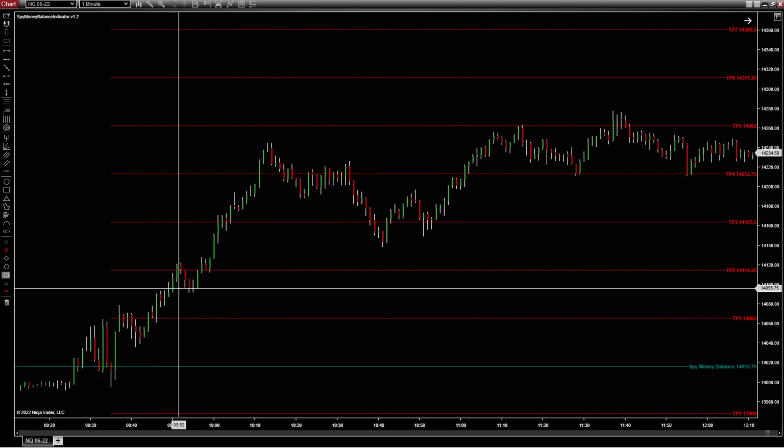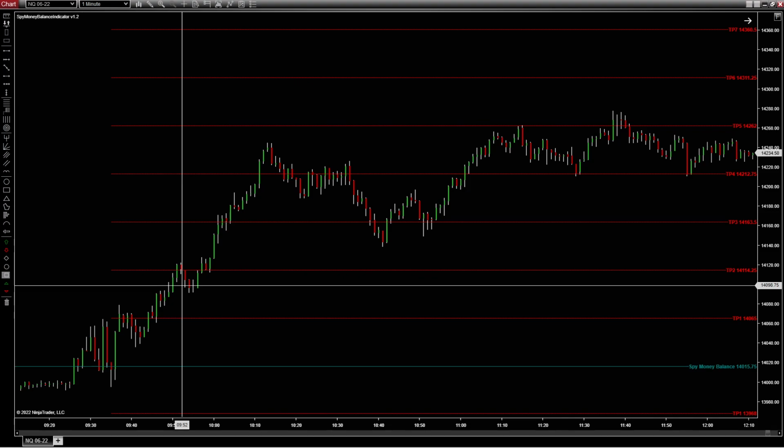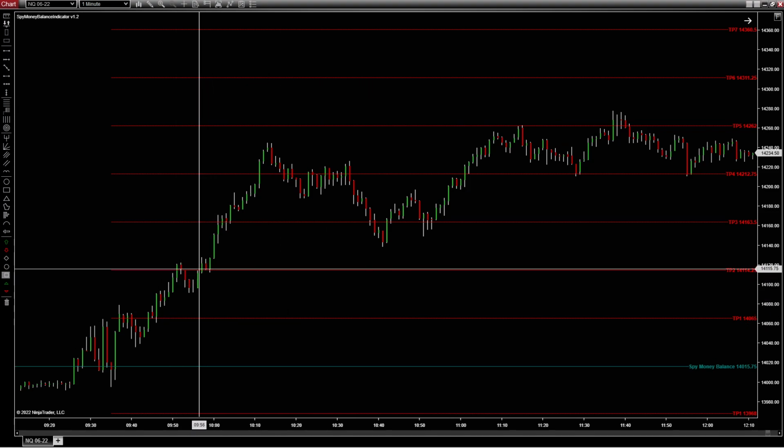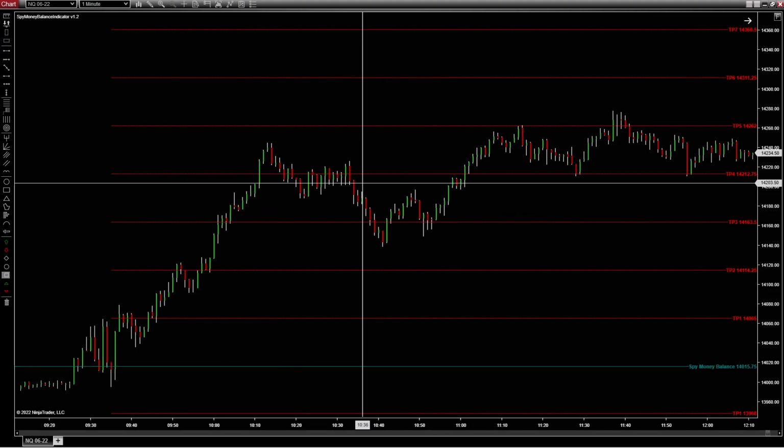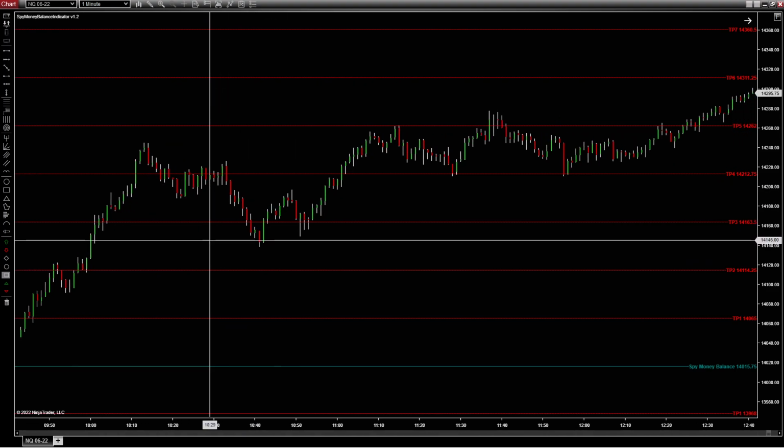Now, I don't personally trade with a 1 minute bar. I trade with a 144 tick. I like it better, and I'm going to show you how that works in a second. But for now, I'm going to show you the 1 minute so you can see less candles and how it's working. And a lot of people trade with the 1 minute candles. That's the reason I'm showing you this.